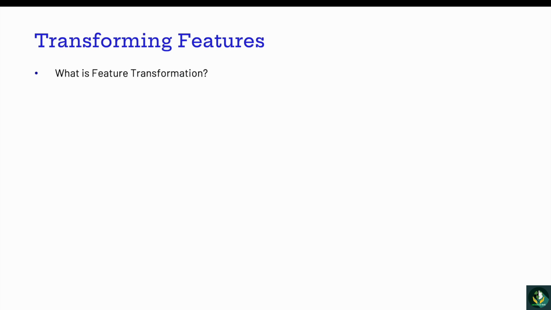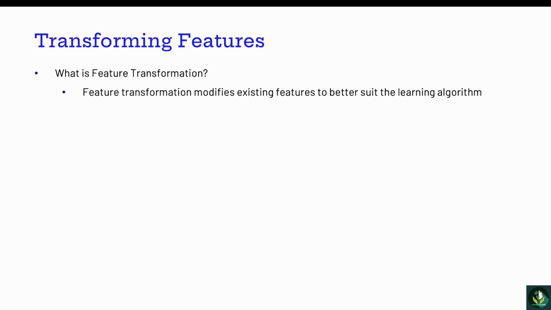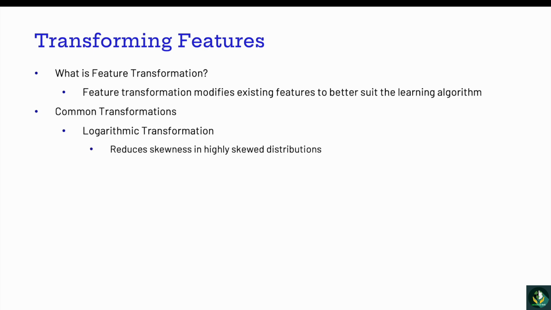Now, what is feature transformation? Feature transformation modifies existing features to better suit the learning algorithm. This is especially important for handling skewed distributions or nonlinear relationships. Some of the common transformations are logarithmic transformations, which reduce skewness in highly skewed distributions. An example is applying log x to income data with extreme outliers.